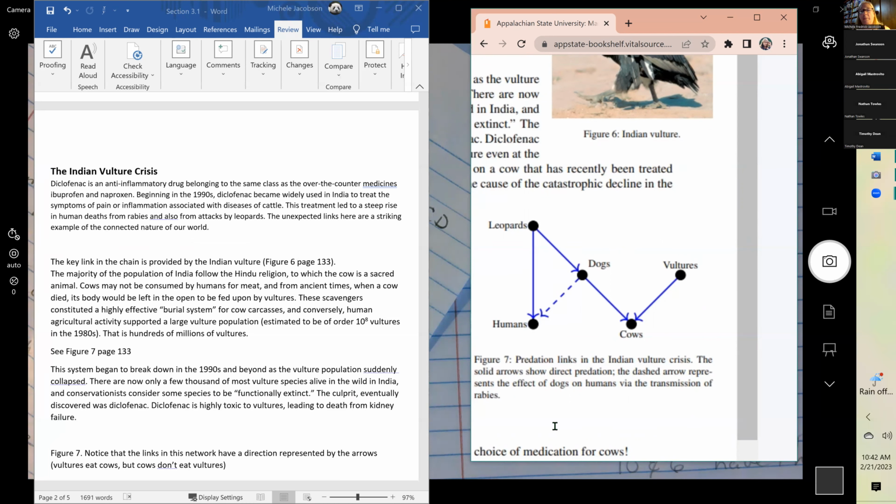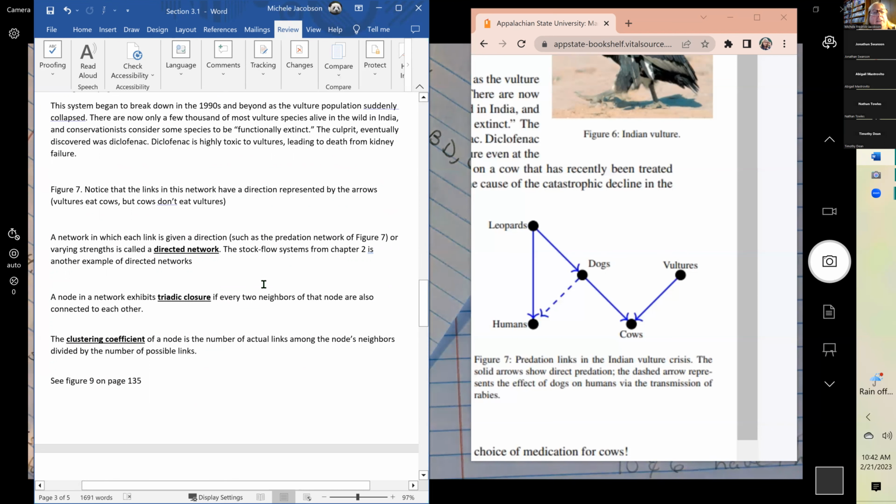These arrows are called a directed network, a network in which each link is given a direction, such as the predation network in figure 7, or varying strengths. The stock flow systems that we were using in chapter 2, when we showed water going into the tub and water going out with those arrows, those were directed networks.